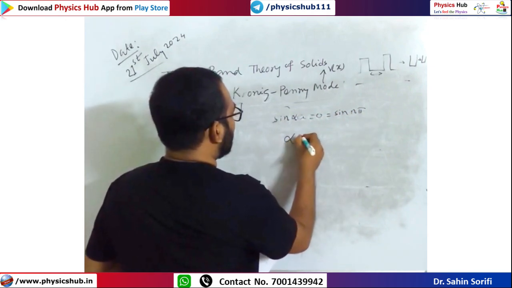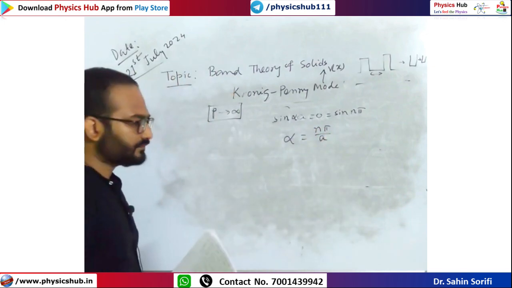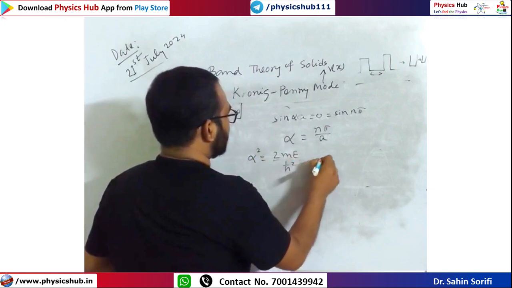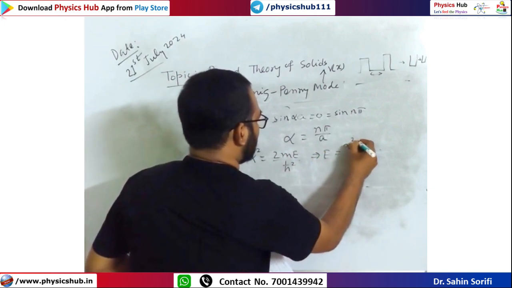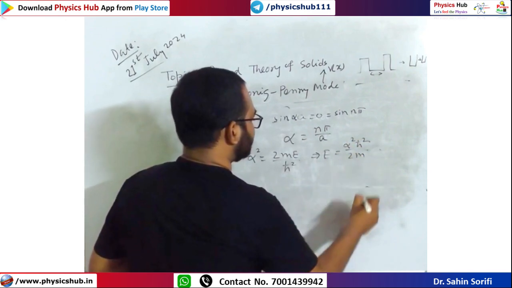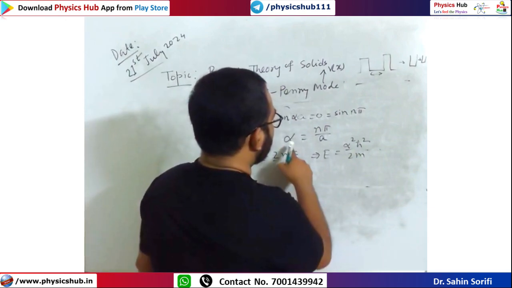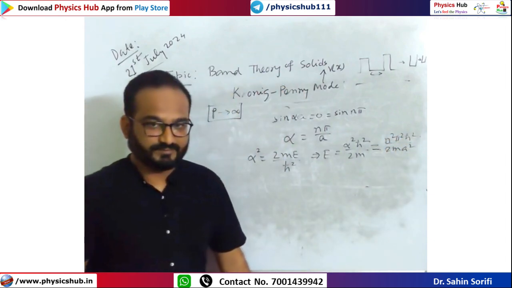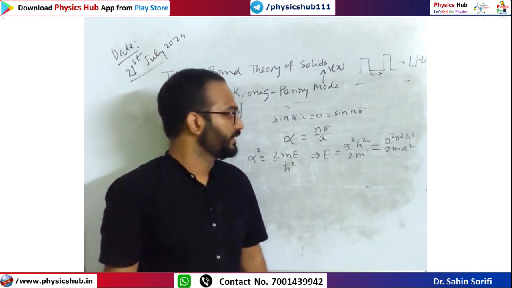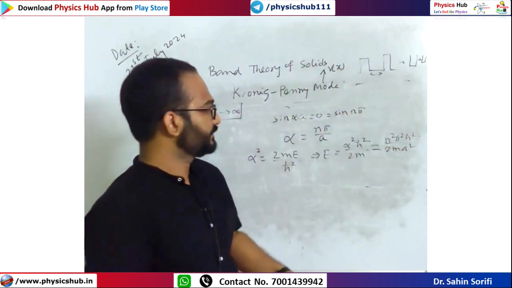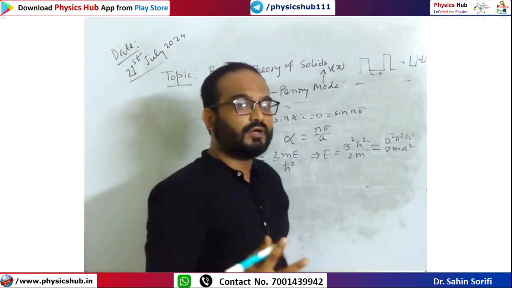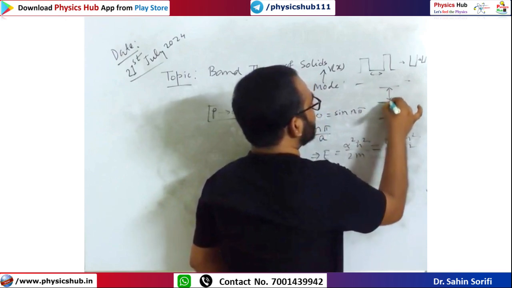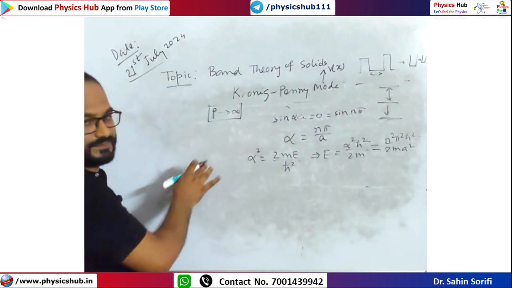So alpha is n pi by a, and we further know alpha squared equals 2mE by h cut squared, so E equals alpha squared h cut squared by 2m. And alpha is n pi by a, so this is n squared pi squared h cut squared by 2m a squared. I think this is very familiar to you. This is the particle in a box problem, where we have seen these discrete energies. So in this extreme, P tends to infinity, we no longer get a band, we get discrete energies separated by these energy intervals.